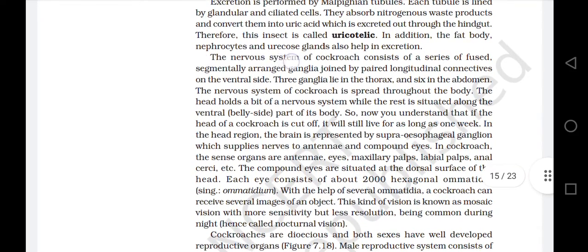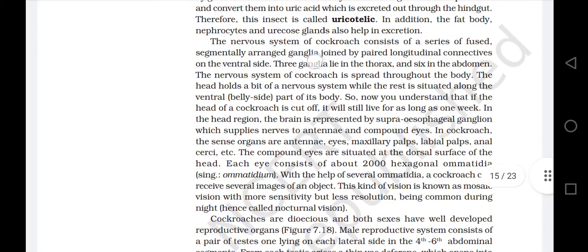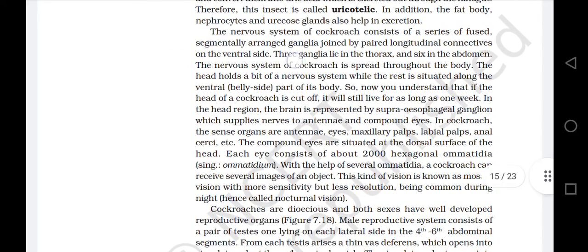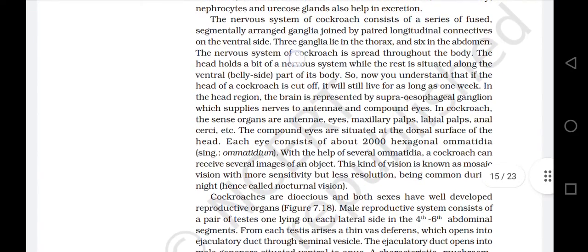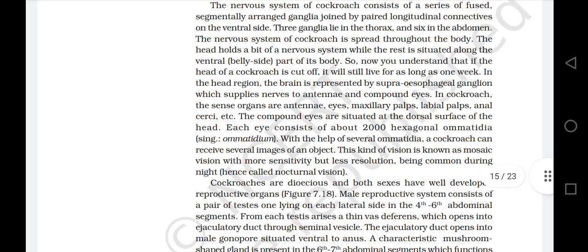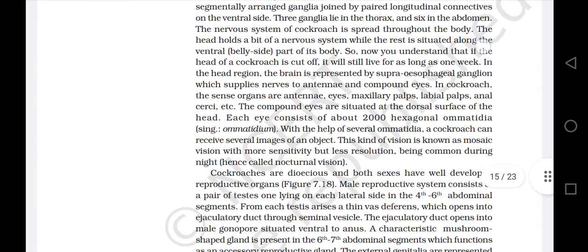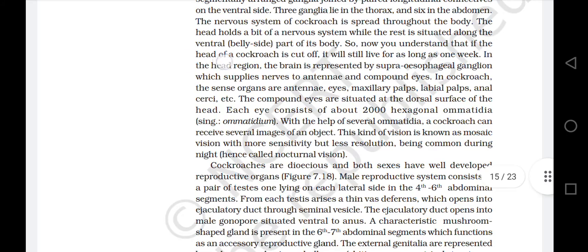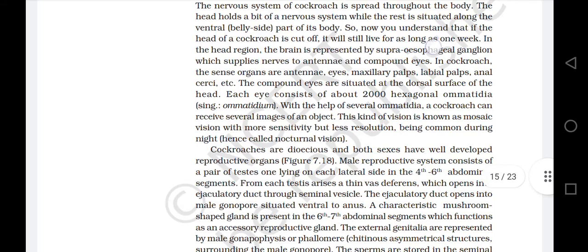The nervous system of the cockroach consists of a series of fused, segmentally arranged ganglia joined by paired longitudinal connectives on the ventral side. Three ganglia lie in the thorax and six in the abdomen. The nervous system of the cockroach is spread throughout the body. The head holds a bit of nervous system while the rest is situated along the ventral belly side of its body. So now you understand that if the head of the cockroach is cut off, it will still live for as long as 1 week.